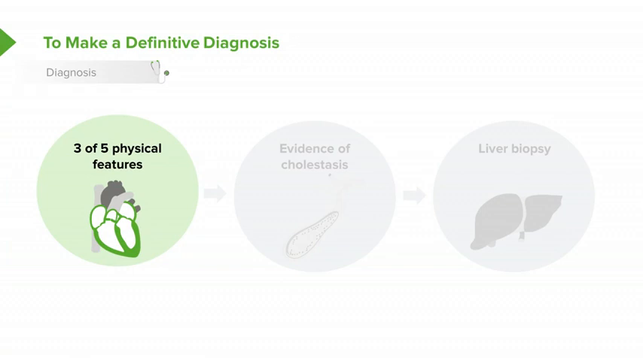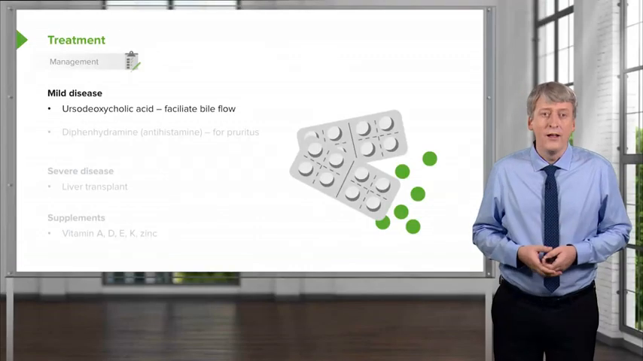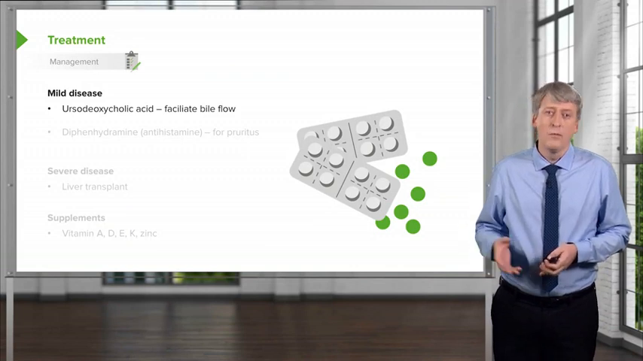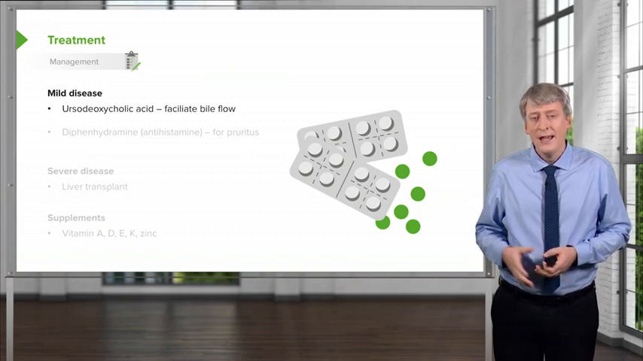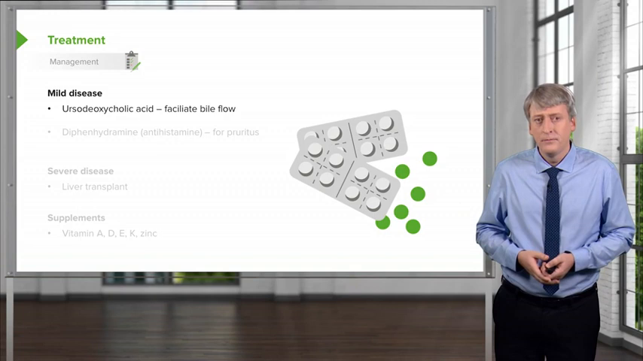So let's look at how we would make a definitive diagnosis. Typically in these children, we need to see 3 of 5 physical features. We need to see evidence of cholestasis, and then we'll usually end up doing a liver biopsy in these children. For patients with mild disease, we'll treat them with ursodeoxycholic acid. This helps facilitate bile flow through the abnormal biliary tract and allows the liver to not be so backed up.